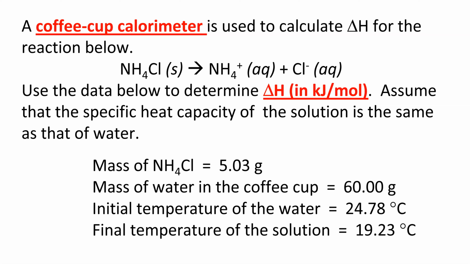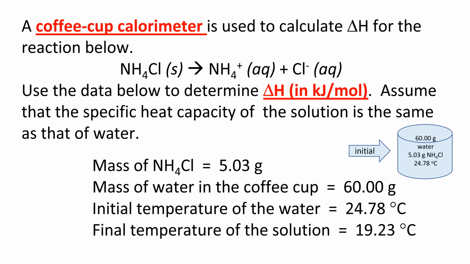All right, so we'll underline our keywords there that were all of our clues as far as what's going on. It's a coffee cup calorimeter. It's happening at constant pressure. It's open to the atmosphere here in our lab. So we're going to be able to determine delta H, and we're going to do it in kilojoules per mole. We're going to make it relative to the amount of material we started with.